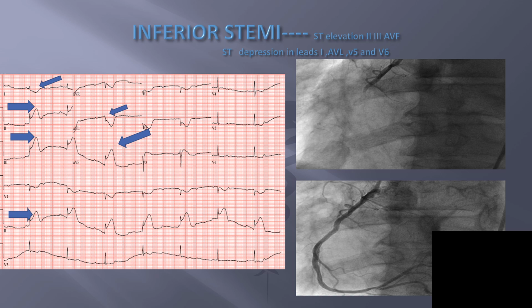This is another example of an inferior STEMI with an EKG that's pretty classic. Again, you're going to have ST elevation in leads 2, 3, and AVF. This was the example that I've shown during the cardiac catheterization. We had 100% occlusion of the RCA. You can also see some calcification going down there.